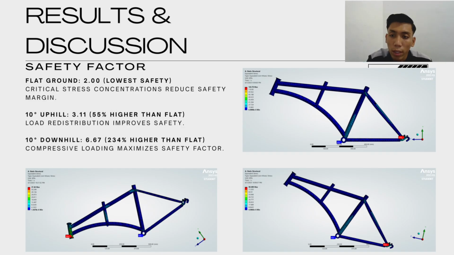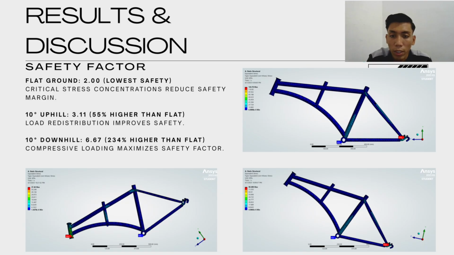For the last results, the safety factor evaluation. The safety factor, a critical measure of structural reliability, was lowest on flat ground at 2.00, indicating stress concentration that reduced safety margins. Uphill conditions improved this by 55% to 3.11 due to better load redistribution.